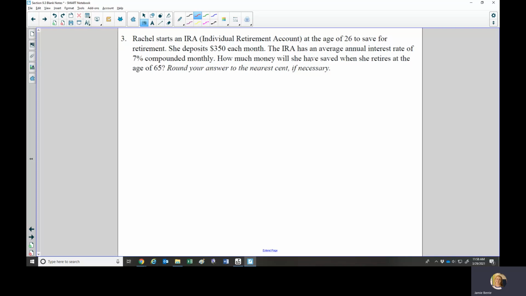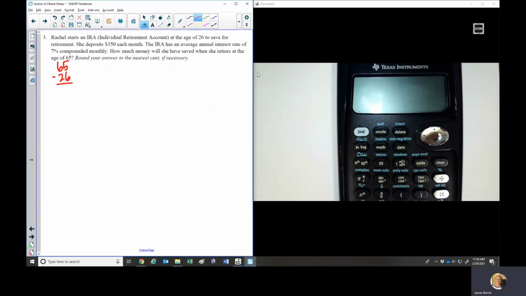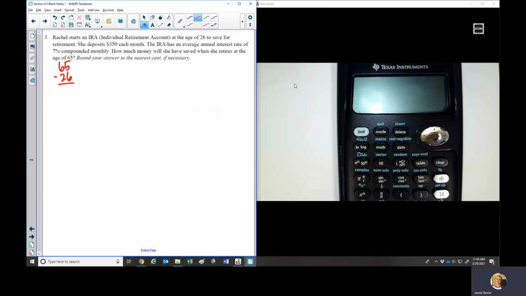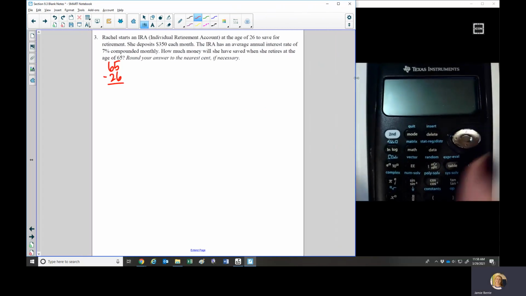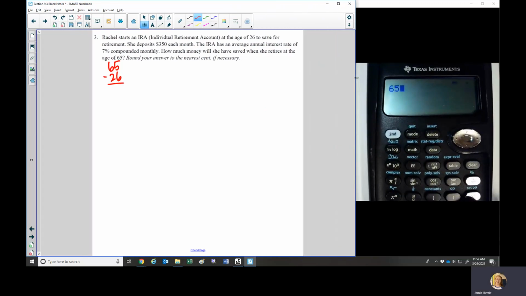All right, so first of all, let's think about how long she's worked. If she retires when she's 65 and she started saving when she was 26, let's see. All right, so 65, when she retires, she started saving when she was 26. So she has saved for 39 years when she retires.